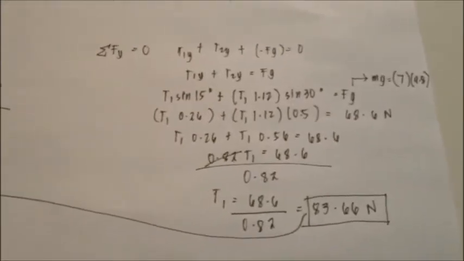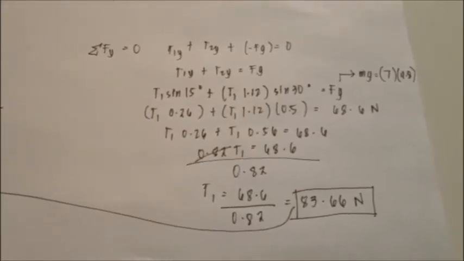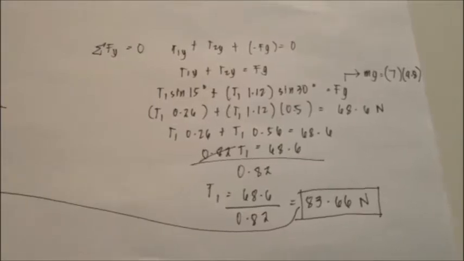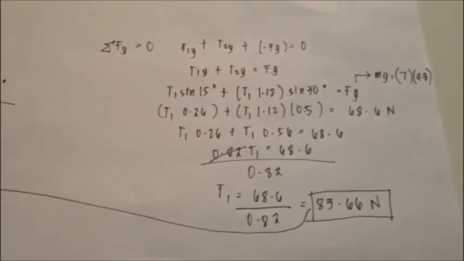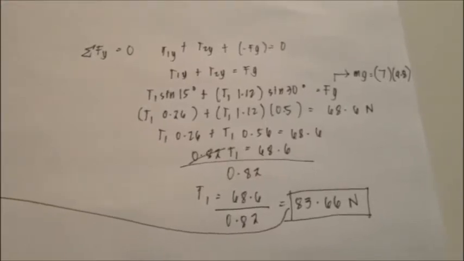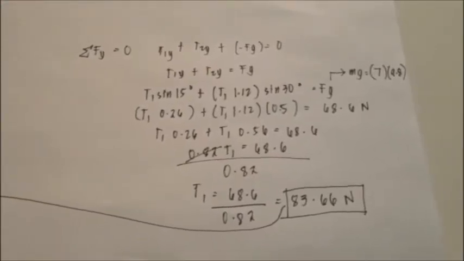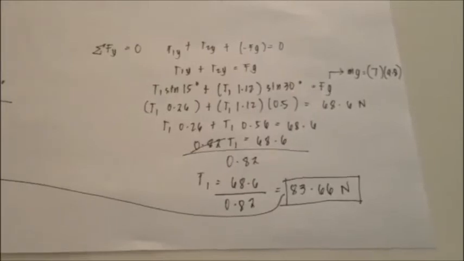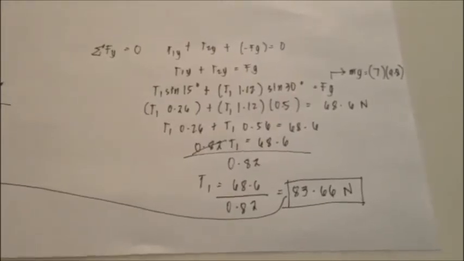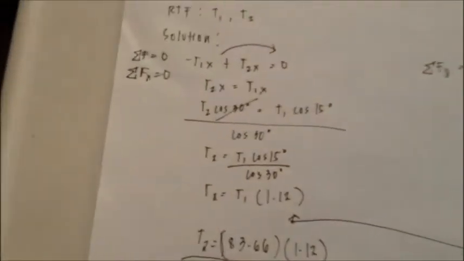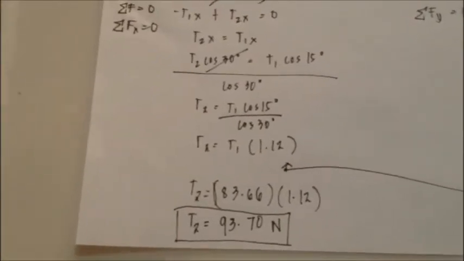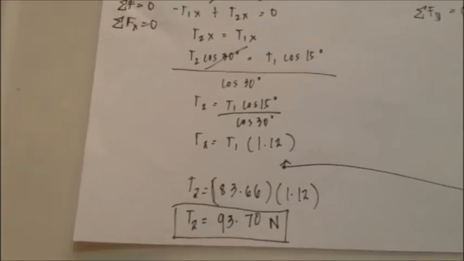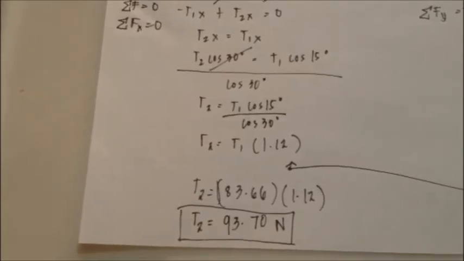So moving on, T1 times 0.26 plus I multiplied both 1.12 and 0.5, so I got 0.82 T1. So to isolate T1, I divided both sides by 0.82 and then divided 68.6 by 0.82, which now gives me the value for my T1, which is 83.66 newtons. And this value can now be substituted into the equation that I had earlier, which is T2 equals T1 times 1.12.